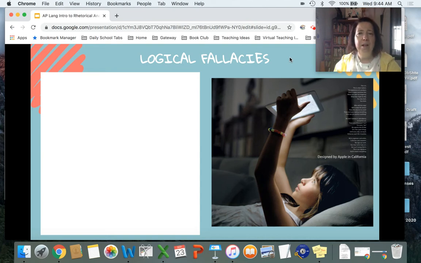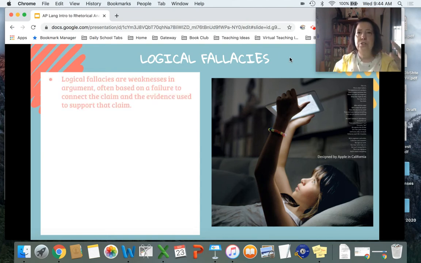So they are everywhere, though. They're the ones that are named in your cards, but they're also just this idea that you are presenting an argument that has weak logic, but you're covering it over in some way. So logical fallacies are weaknesses in argument and often based on a failure to connect the claim and the evidence used to support that claim. So they are very common in advertising, where the advertisement is making a certain claim about a product, where in reality, that claim is unfounded.